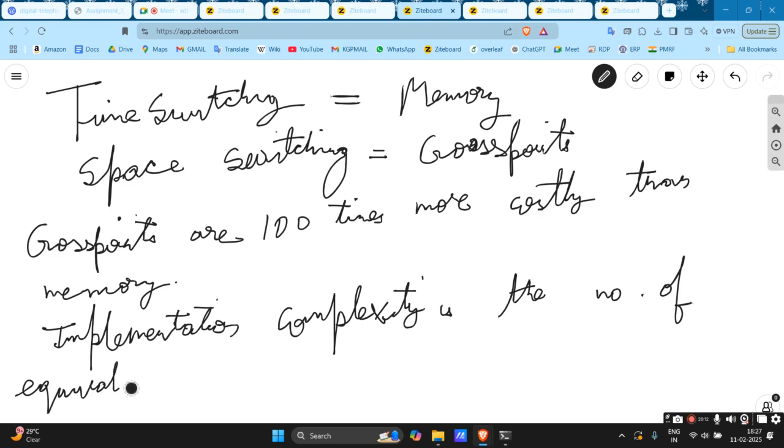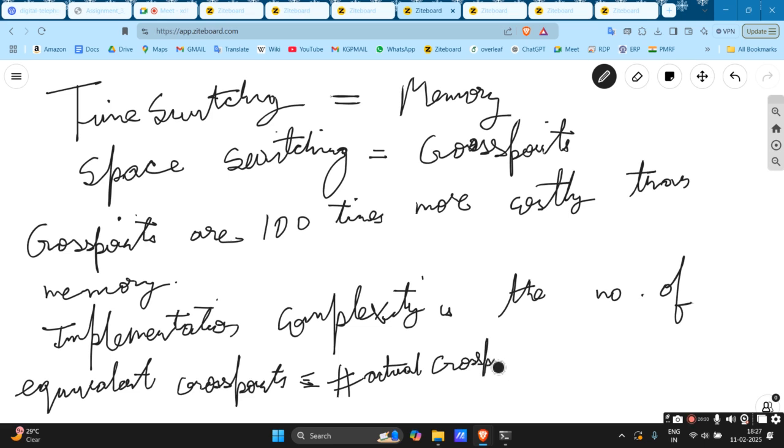What do you mean by equivalent cross points? So in equivalent cross points, we will of course have the actual cross points, the number of actual cross points. Of course, that will be a factor. Number of actual cross points, and another factor will be memory size.